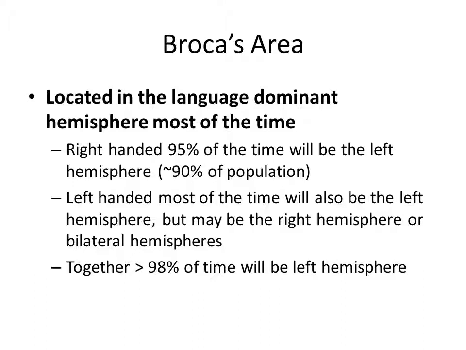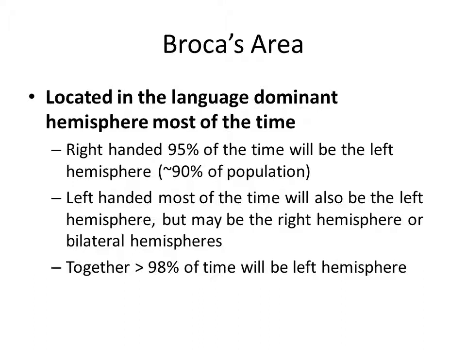In left-handed individuals, the left hemisphere is still most typically the dominant language hemisphere. But some left-handed individuals and some of those remaining right-handed individuals will have their language dominance be in the right hemisphere, or possibly split and have similar dominance in both, so they don't really have one hemisphere dominant over the other. But putting the whole population together, roughly 98% of individuals, their left hemisphere will be their language dominant hemisphere. So Broca's area will be situated in the dominant language hemisphere.